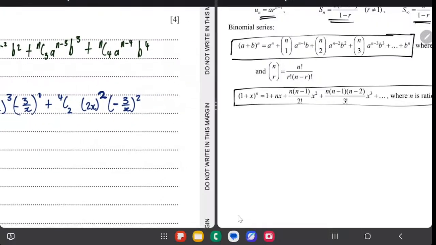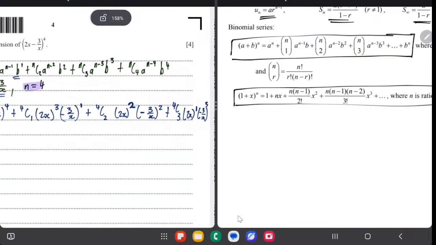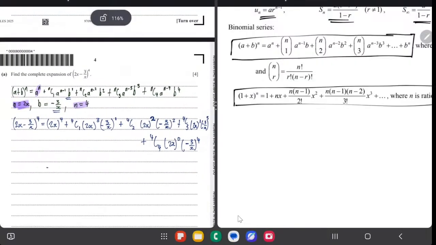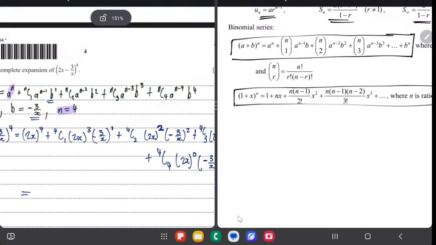Plus, you keep going. 4 choose 3. A is to the n minus 3, which means a, 2x, is to the 4 minus 3, is to the 1. Then b, negative 3 over x, is to the 3. Finally, plus 4 choose 4. A is 2x. It is to the 0, 4 minus 4. B is to the 4, which means negative 3 over x is to the 4. Do you see? So now, can you find me answers? Let's go for it. And we are done.